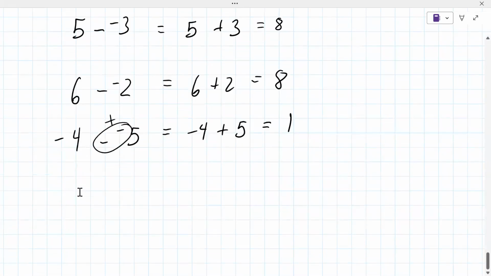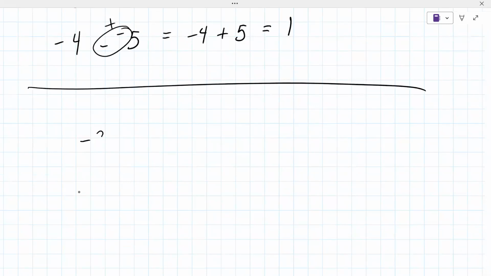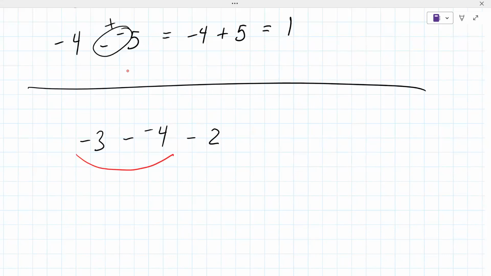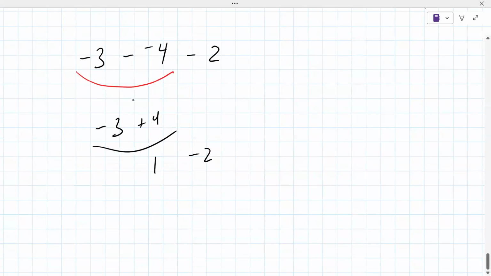Okay, so now let me give you a few expressions here to try longer. Let's say it's a negative 3 minus a minus 4 minus 2. The way you evaluate this is you do this grouping first. That double negative becomes a plus. Okay. So go ahead and evaluate this for me, please. Negative 1, for your final answer? Yeah. So this becomes negative 3 plus 4, which is positive 1, minus 2 is negative 1.